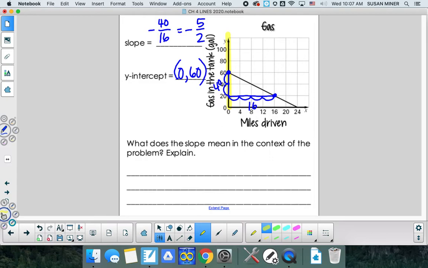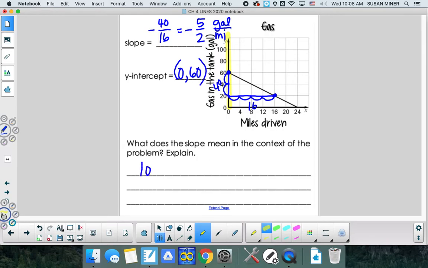So gas in the tank, gallons per mile. I'm losing 5 gallons of gas for every 2 miles I drive. That's not good. 5 gallons of gas for every 2 miles that I drive. So that sounds horrible. We don't want to get that kind of gas mileage. But that's what it's saying.